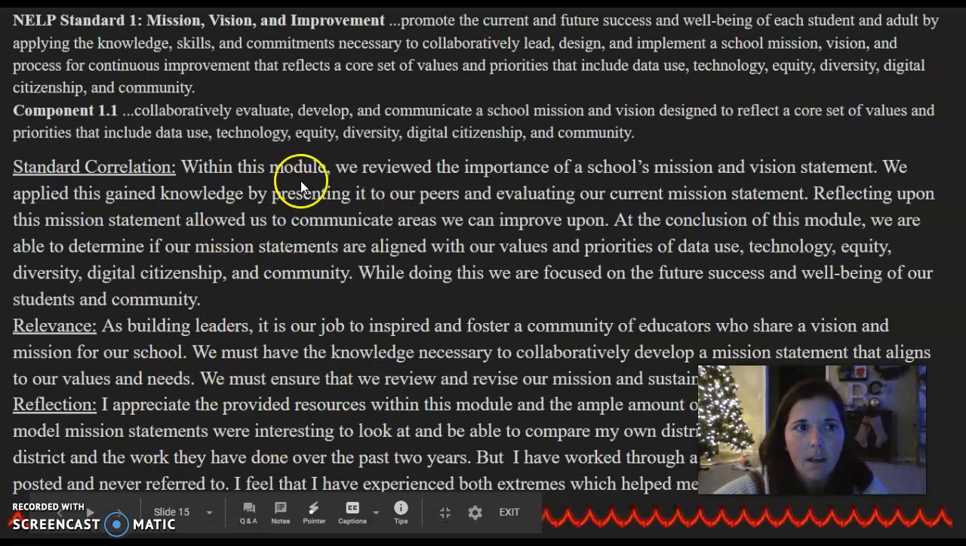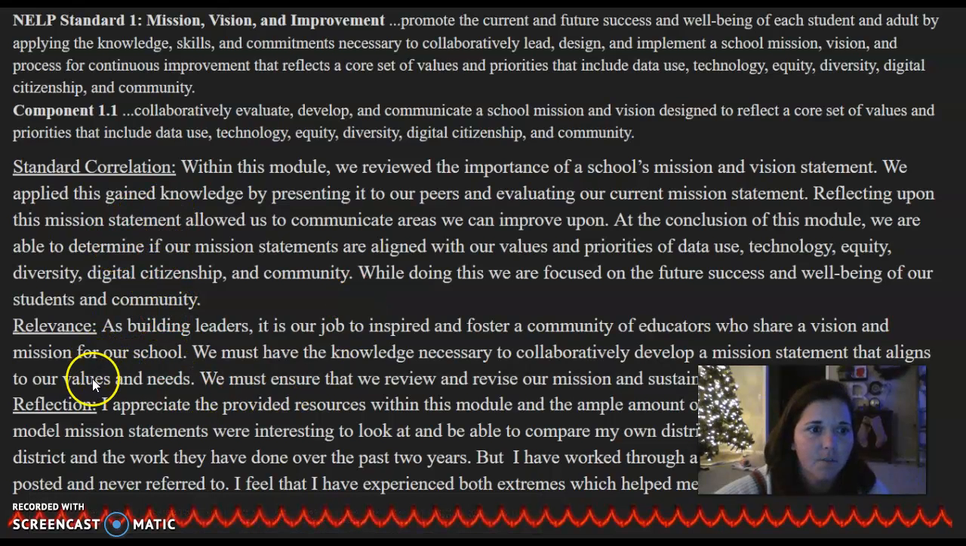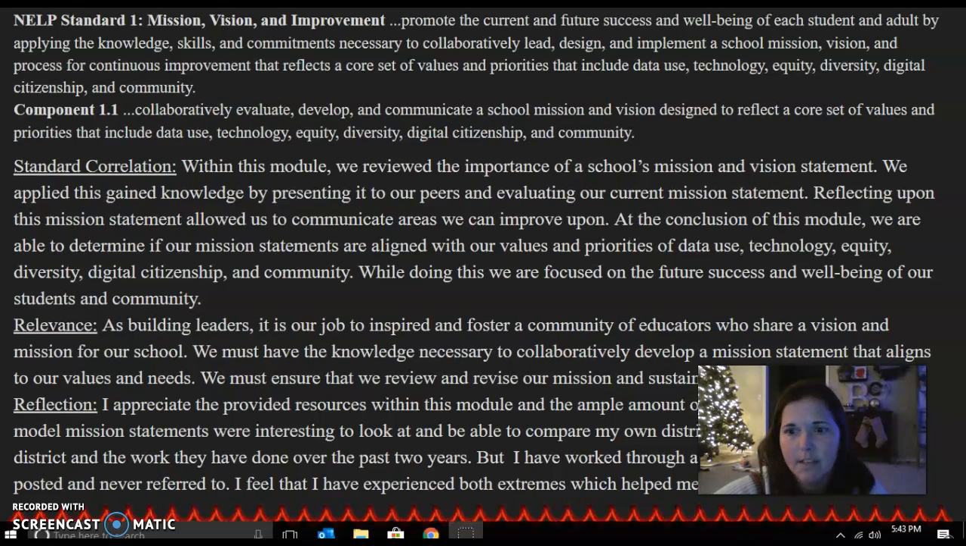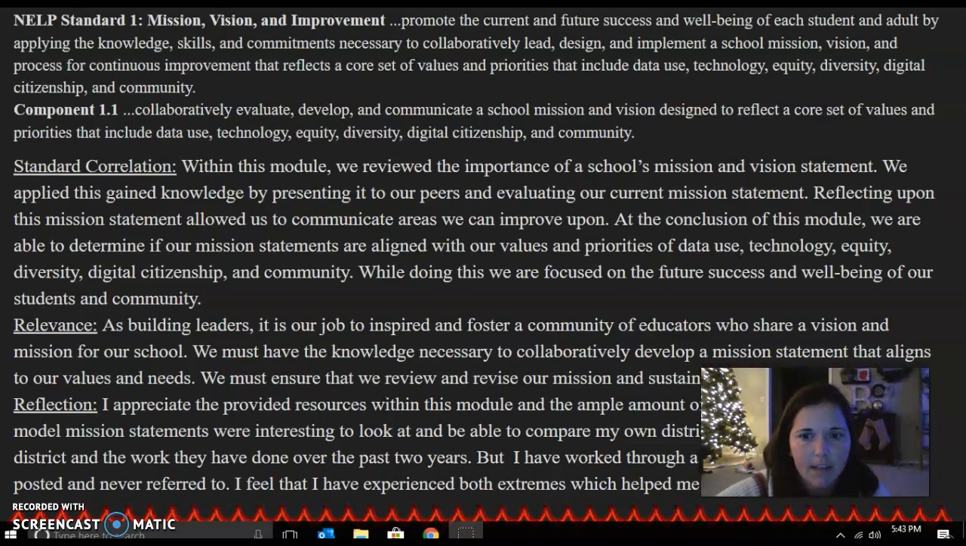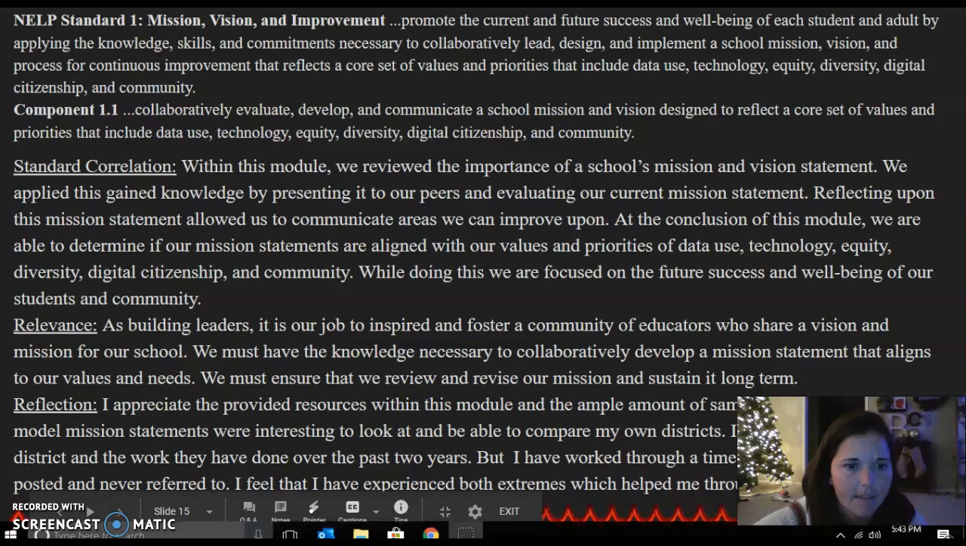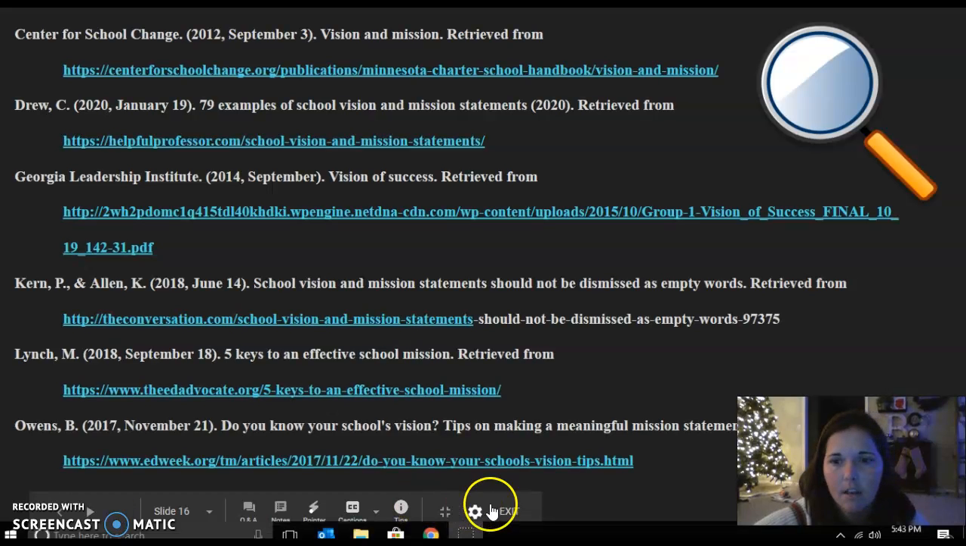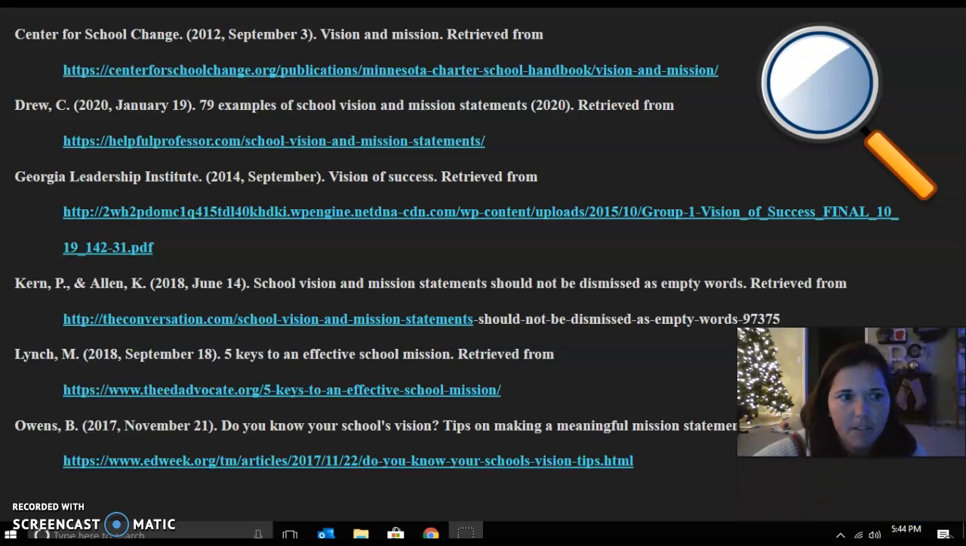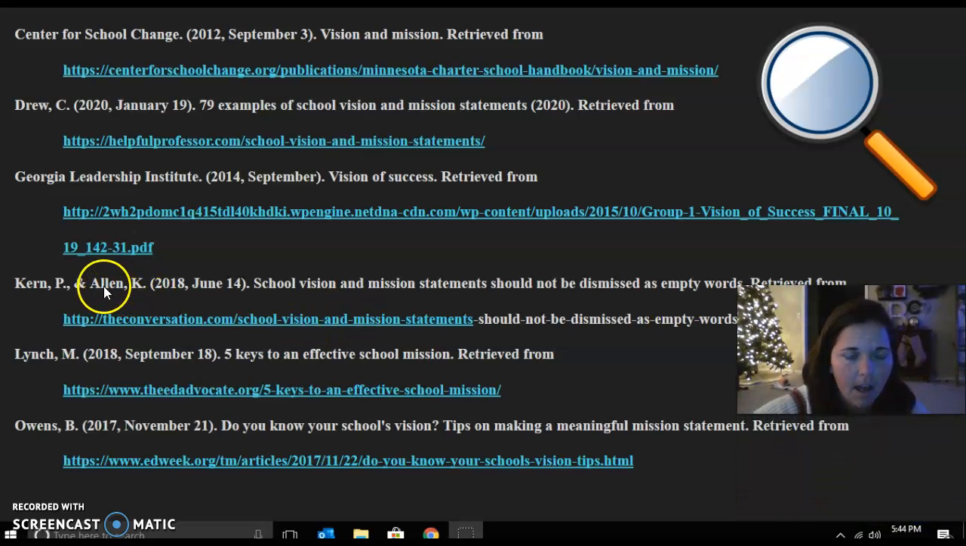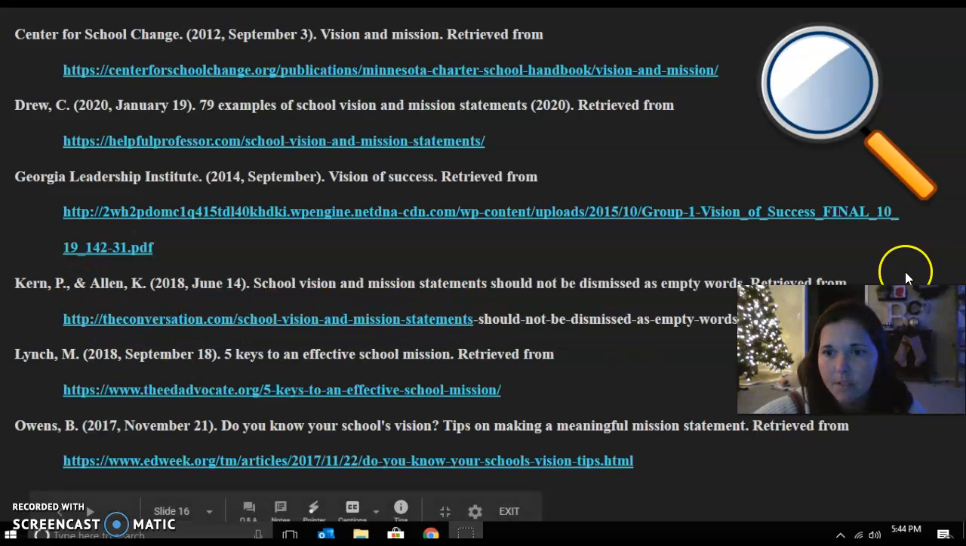Here are my standard correlation, relevance, and reflection. I'm not sure if we're supposed to read all these, but I'll tag that to the side, and I'll also add this to the website so that you can see my responses to those, and also my reference page of all the references. The Kern and Allen link was not active, so I got through to that in a different way, and that was a good resource.